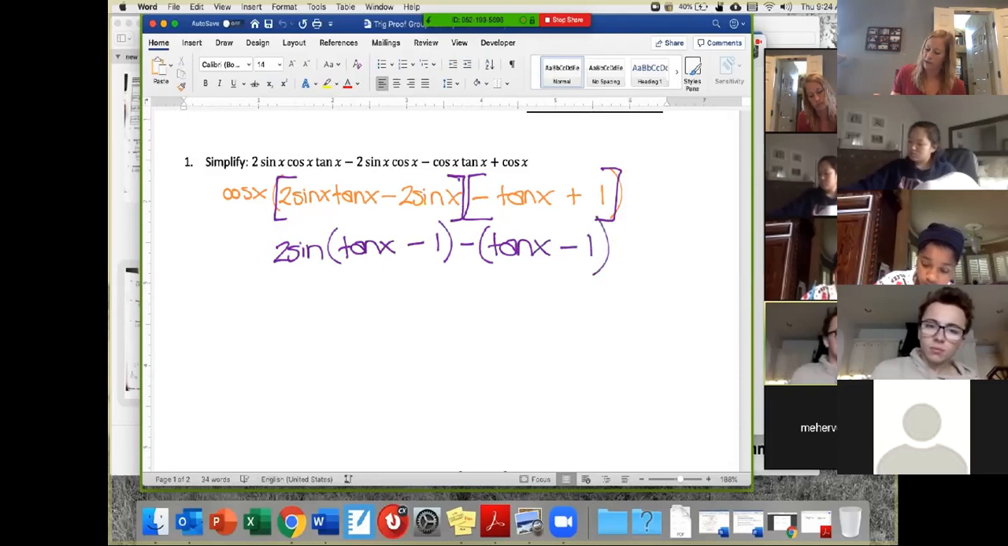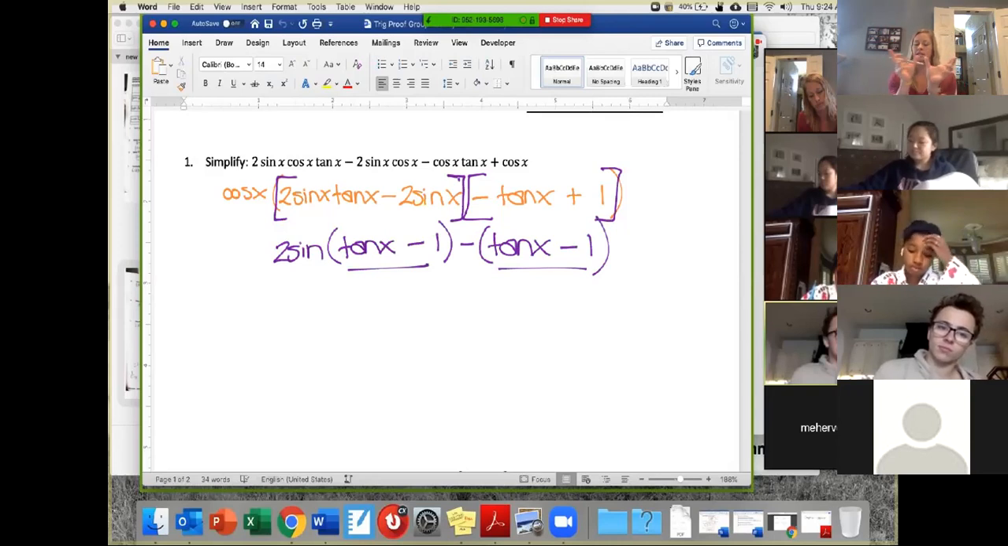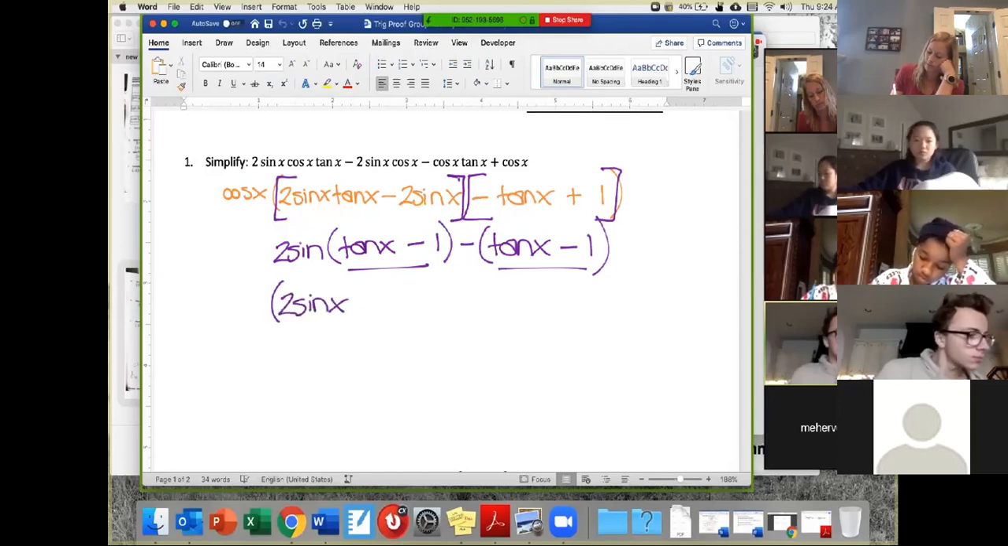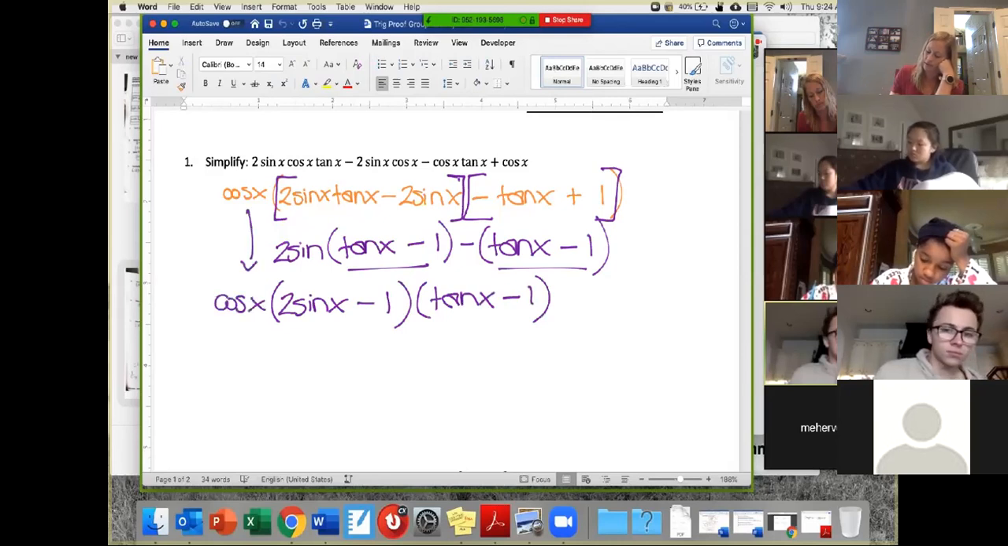Remember, in factor by grouping, this parentheses always has to look the same. So what are my 2 parentheses going to look like here when I factor? 2 sine minus 1 and tangent minus 1. And then I still have this cosine out here that's kind of been hanging out.